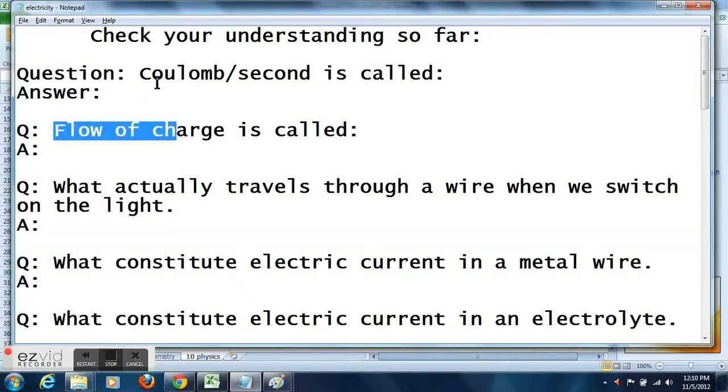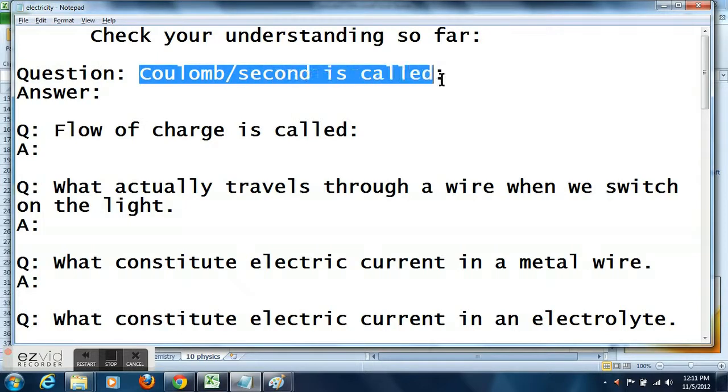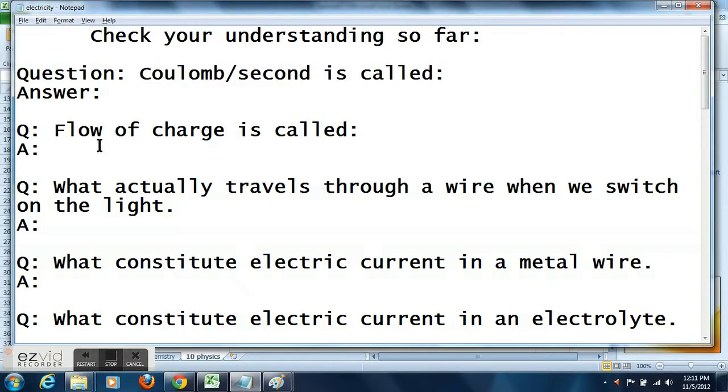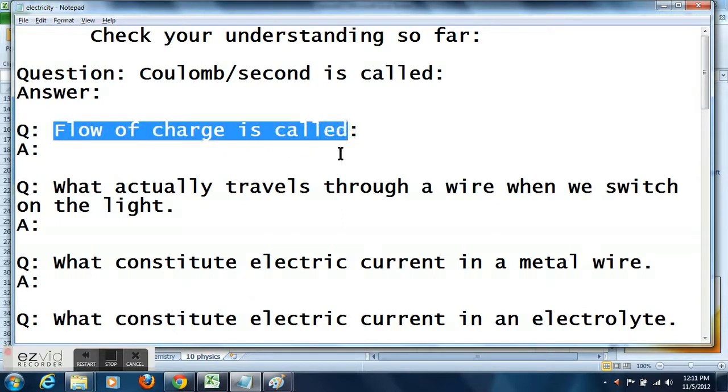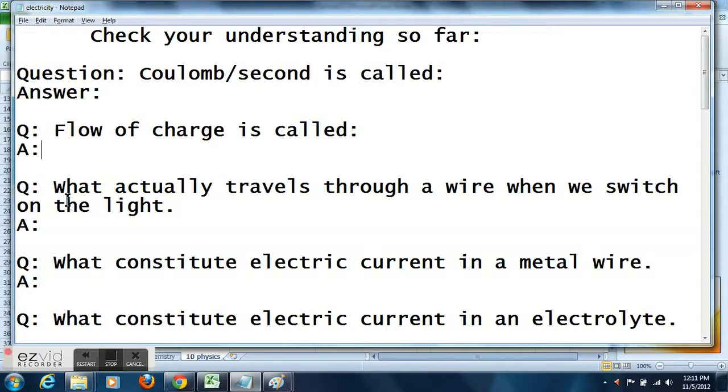My first question: coulomb per second is called, and you have to write your answer. So what is coulomb per second? That means you have to tell what is the unit expressed by coulomb per second. Flow of charge is called. What is flow of charge called?